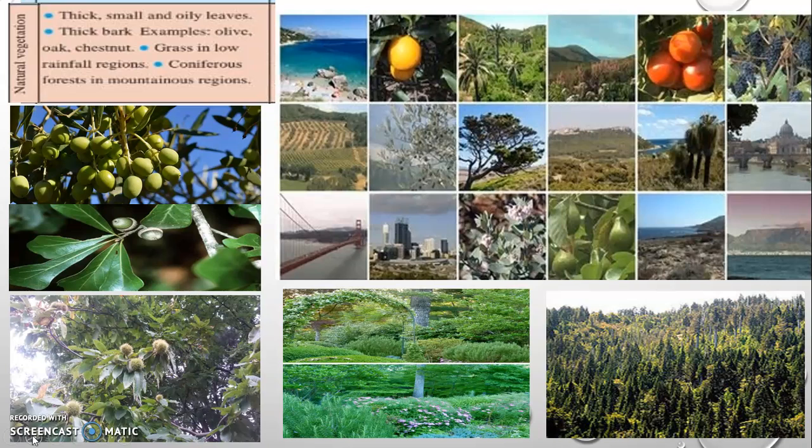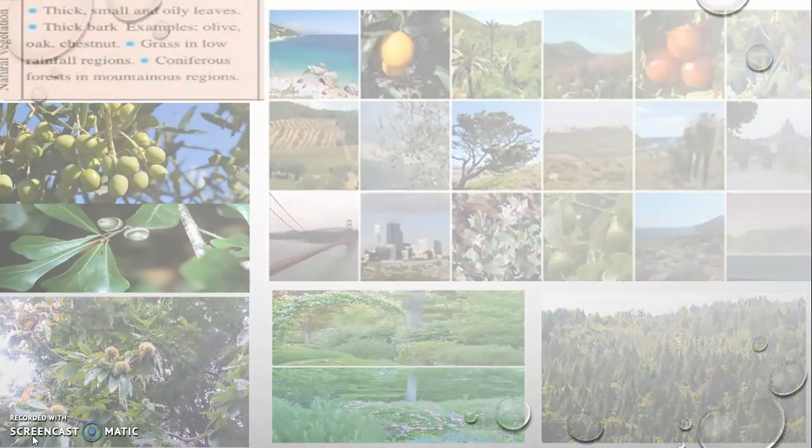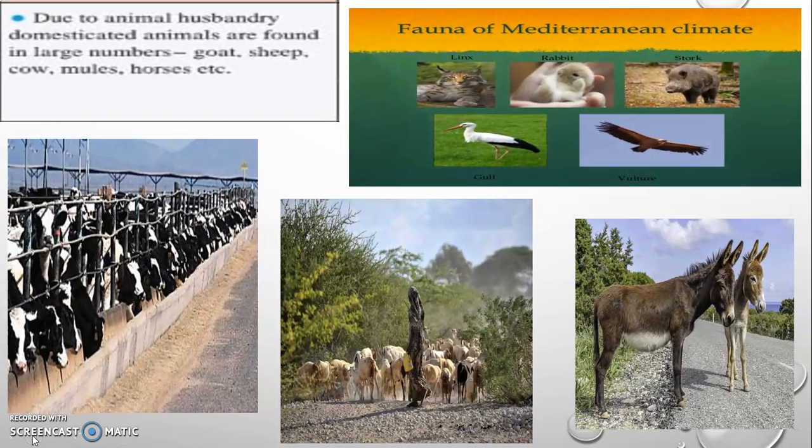So let us understand more in detail about the natural, that is the animal life, and the human life of the Mediterranean region. Okay, so moving ahead, the animal life. Because of short grasses and dry summer and winters, which have rainfall in winter, animals like goat, sheep, cow, mules, that is donkeys, horses, and other birds, the Mediterranean types of birds, can be seen.